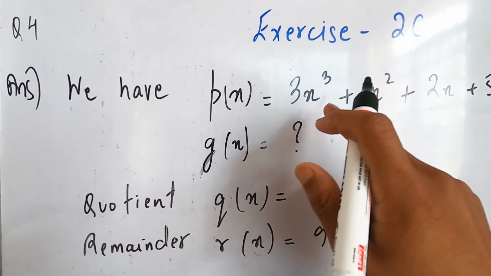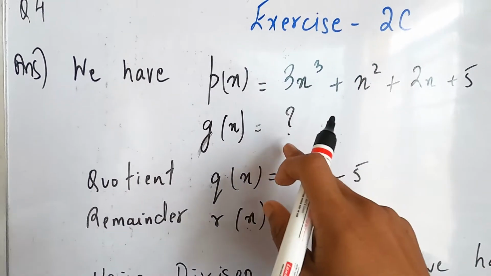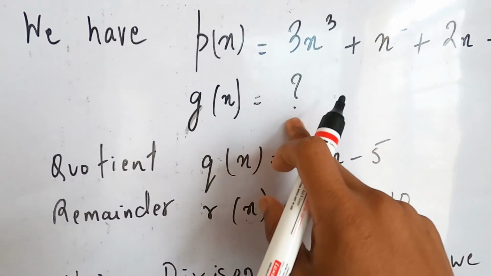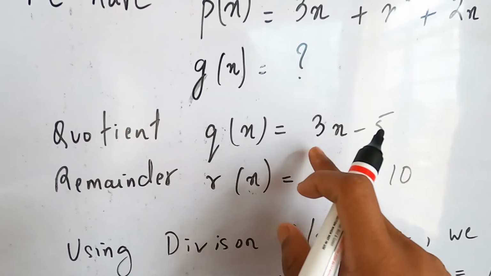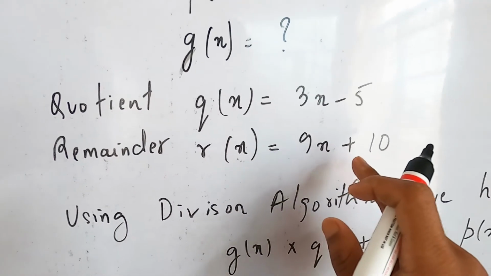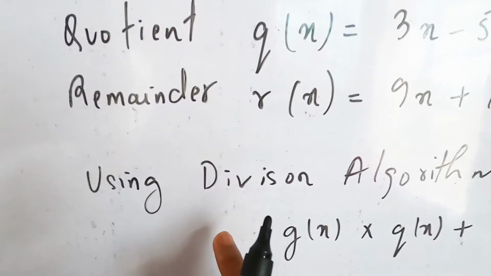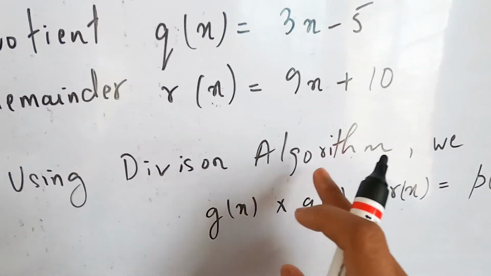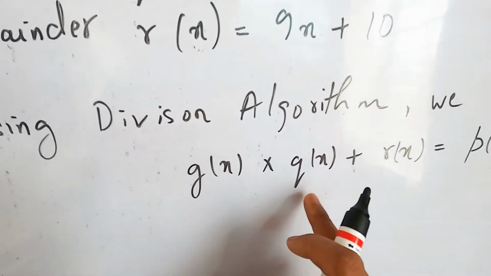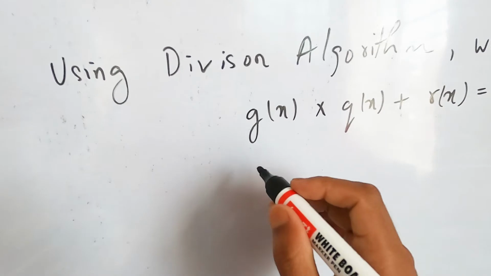So we have the dividend, which will be 3x cubed plus x square plus 2x plus 5. In this case we have to find the divisor. Also the quotient is given as 3x minus 5 and the remainder is 9x plus 10. So how will we find the divisor? In order to find the divisor we will use the division algorithm. It will be divisor into quotient plus remainder is equal to px. So in this case we have to find gx.